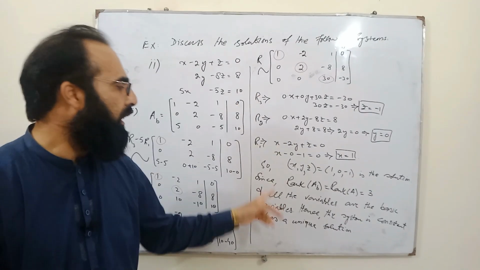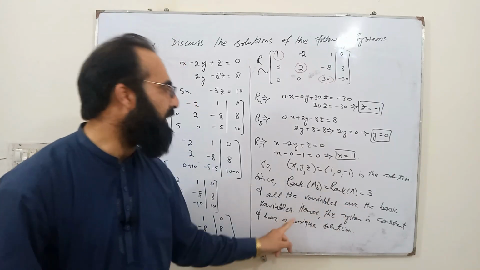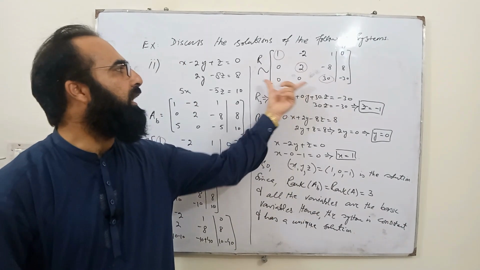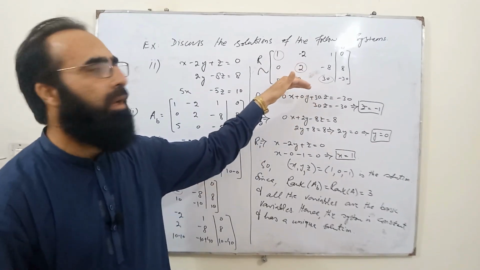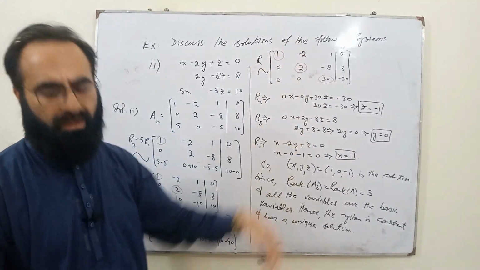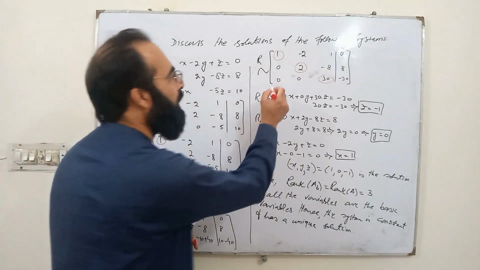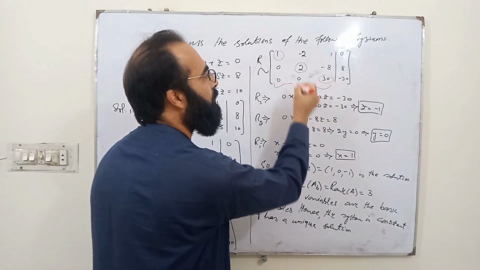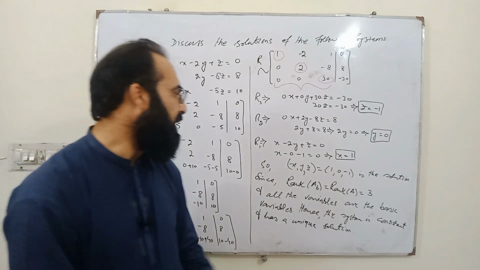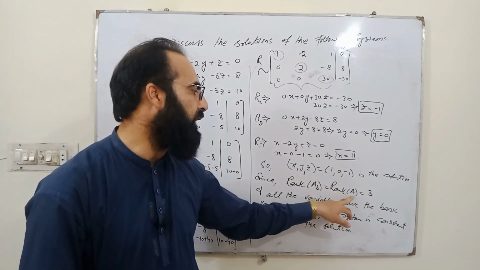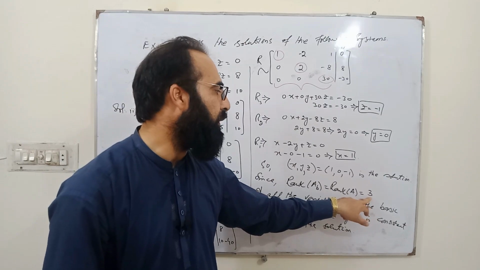This shows that all the variables are the basic variables. Also, the rank of this whole augmented matrix is 3. Why? Because all the three rows are non-zero rows, and the rank of this coefficient matrix is also 3. So the rank of the augmented matrix is equal to the rank of the coefficient matrix, which is equal to 3.